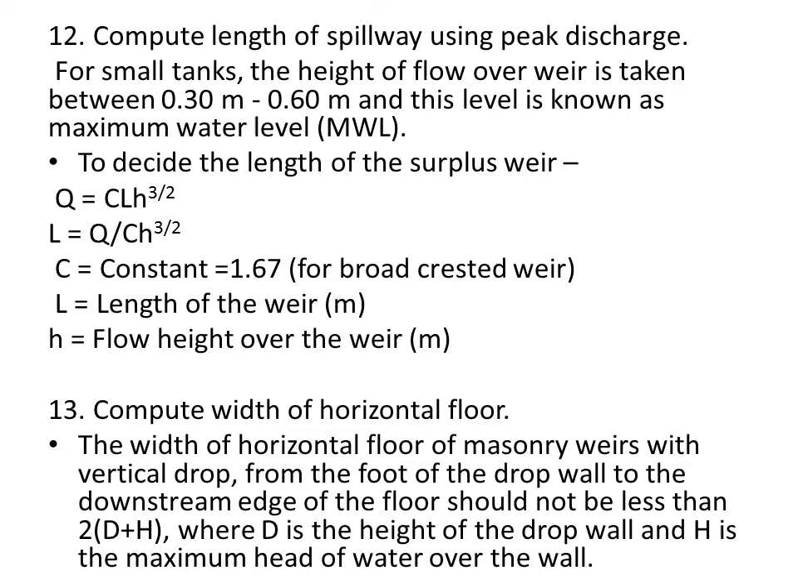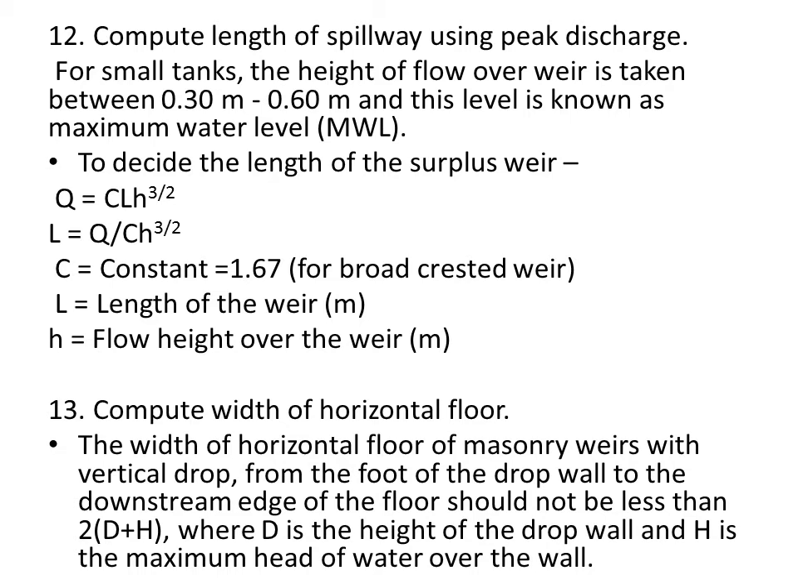Compute the length of spillway using peak discharge. For small tanks, the height of the flow over the weir is taken between 0.3 to 0.6 meter, and this level is known as the maximum water level. So we have to fix the spillway length and height. Usually the height of the spillway is kept around 0.3 meter to 0.6 meter for small tanks.